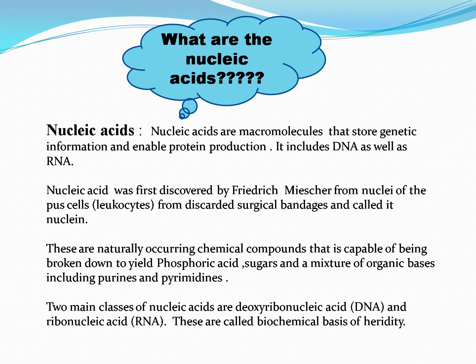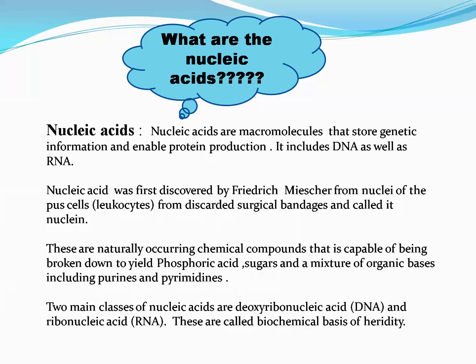These are the naturally occurring chemical compounds that are capable of being broken down to yield phosphoric acid, sugars, and a mixture of the organic bases, including purines as well as the pyrimidines. Friends, if we do the breakdown of the nucleic acid, then we can get the three components, which are written here: phosphoric acid and sugars and a mixture of the organic bases. In organic bases, we can classify two types, that is purines as well as the pyrimidines. We will discuss in the next class slides.